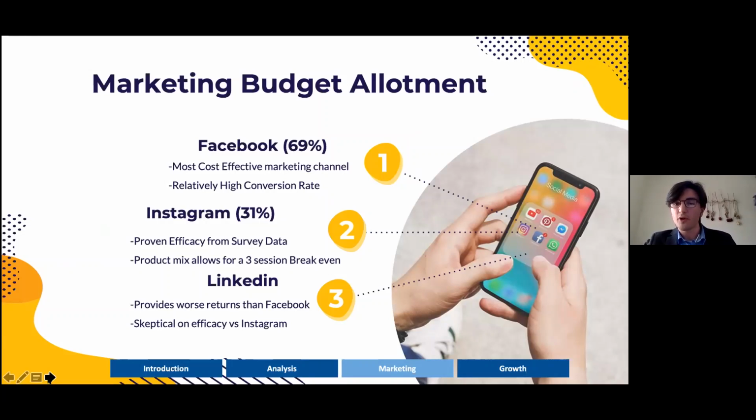In terms of an optimal product mix of how much Facebook, how much Instagram, we landed on a percentage of about 69 to 31%. The reason is that we wanted to hit that 3-class break-even point, which only Facebook allowed us to do. So by combining these two in this proportion, we're able to keep that break-even point of 3 classes to break even on our advertising dollars.